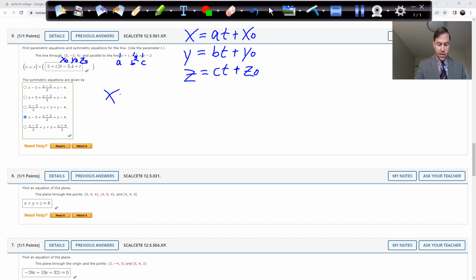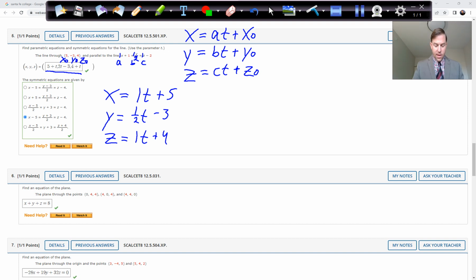So x is just a, which is 1, times t, plus x0, which is 5. y is just b, which is 1/2 in front of t, plus y0, which is -3. z is c times t, but c is 1, so it's 1t plus z0, which is 4. And those are the equations I wrote right here.